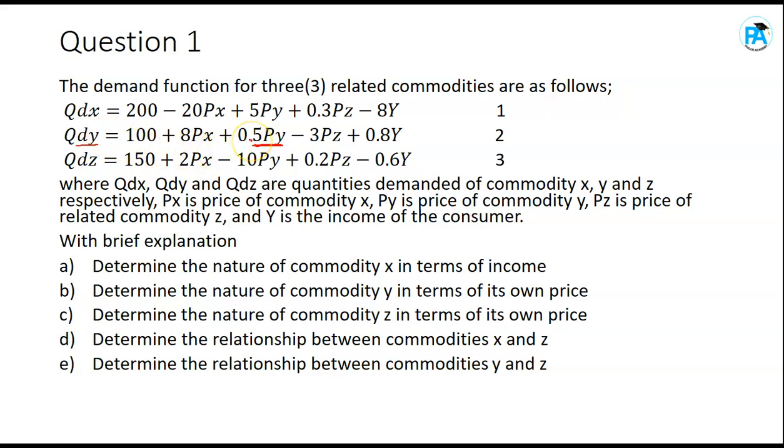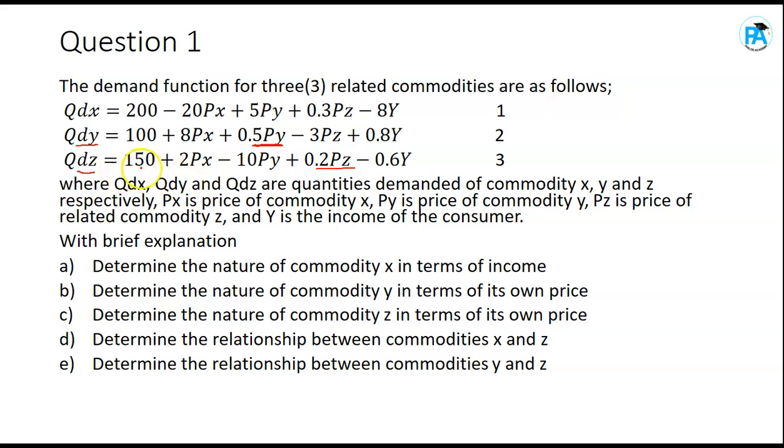Okay, it does not even follow the law of demand, so it's a Giffen good. Now, question C is asking you to determine the nature of commodity Z in terms of its own price. Now, you check the quantity demand of commodity Z, then you check the price of commodity Z. What is the relationship? The relationship for these two is positive, so it's also a Giffen good. Then you explain, like how I explained the first one. Okay, it's a positive relationship, so it's a Giffen good.